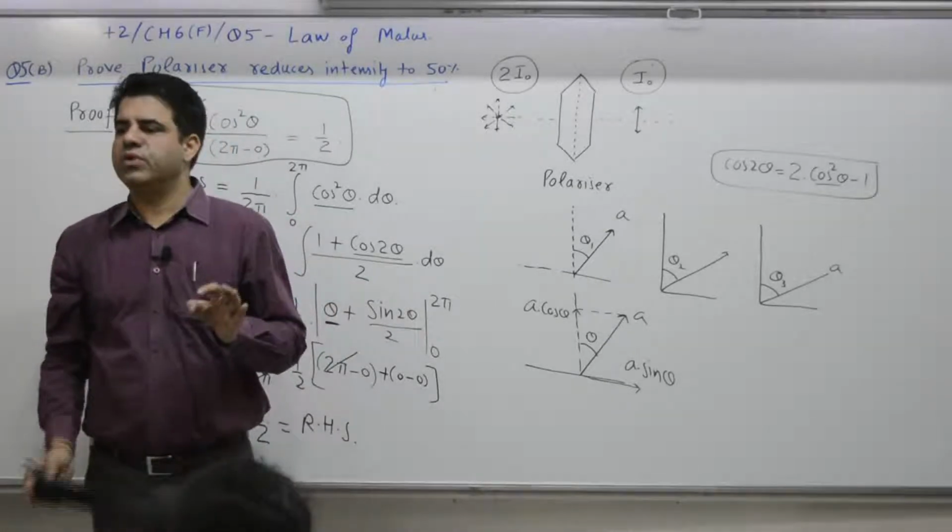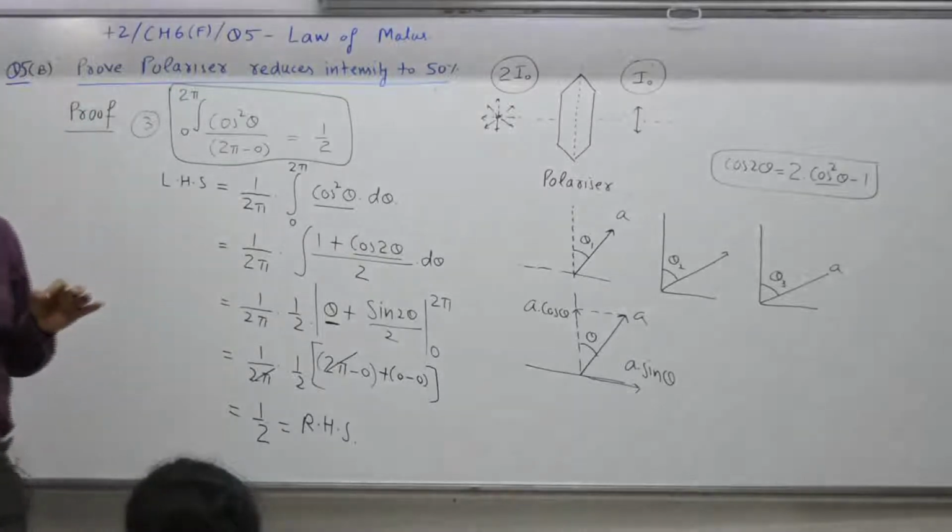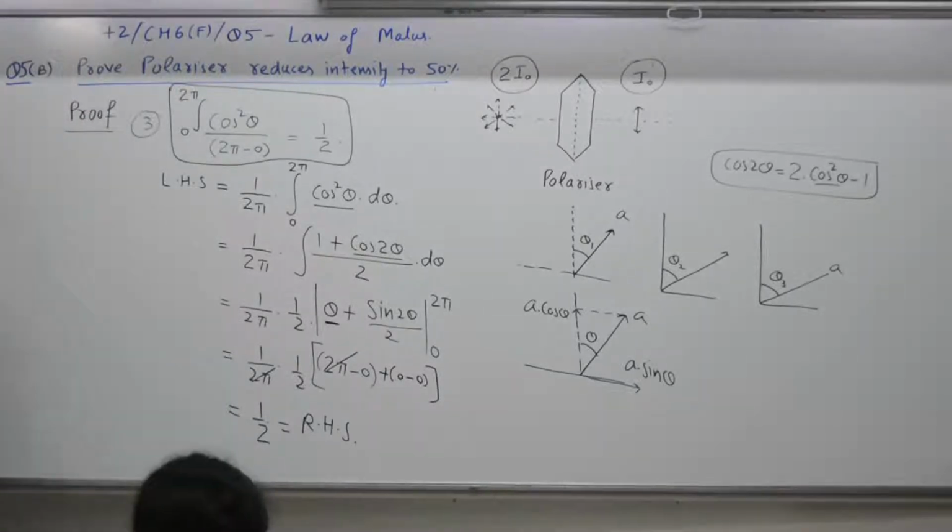This is a 3 marks question in board. You have to prove that a polarizer reduces the intensity to 50%. 2 minutes with you to complete this.